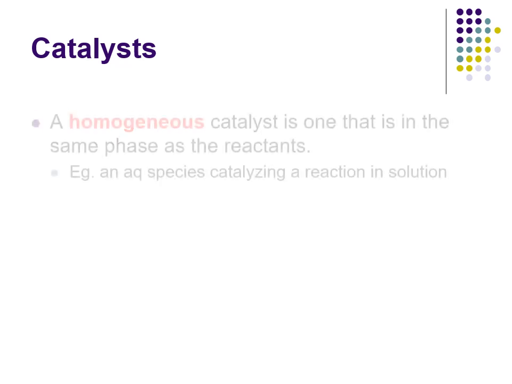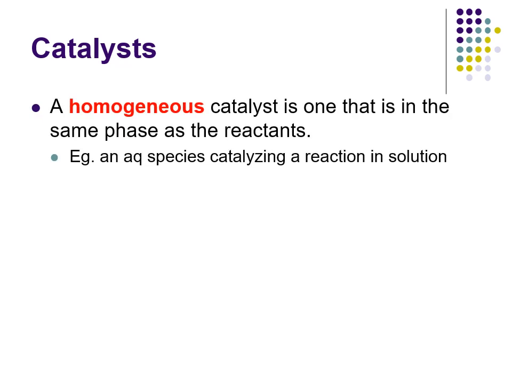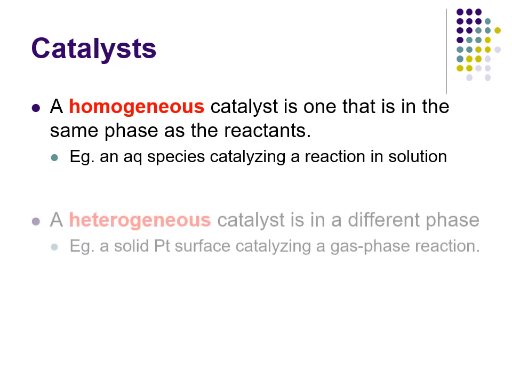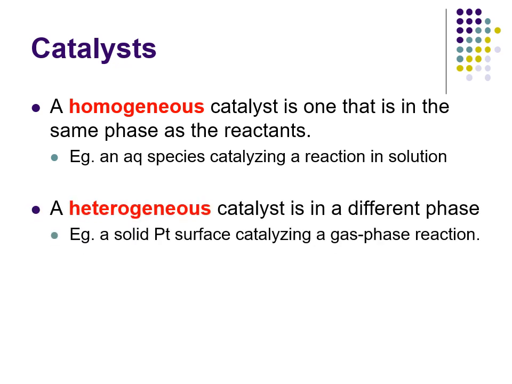All right, catalysts. Two different types we're going to mention. A homogeneous catalyst is one that is in the same phase as the reactants. So if you have a liquid catalyst and it's working on an aqueous species, that would be a homogeneous catalyst. Or if you had a gaseous catalyst that was in its gas state and it was working on gases, that would be a homogeneous catalyst in the same state or phase as the reactants. A heterogeneous catalyst would be a different one.